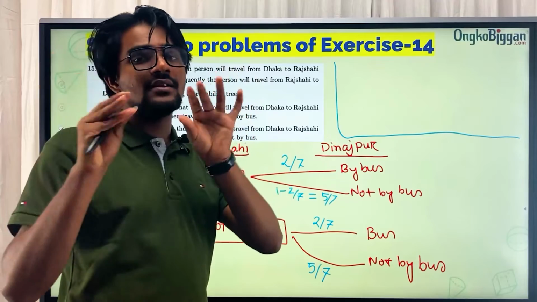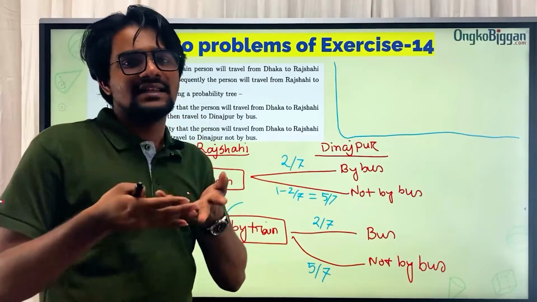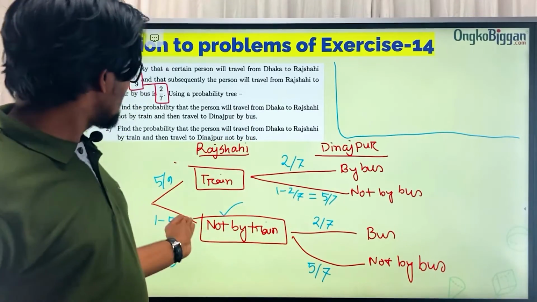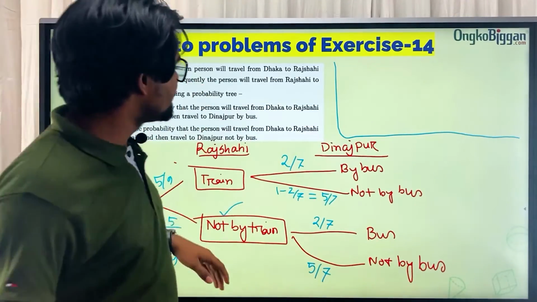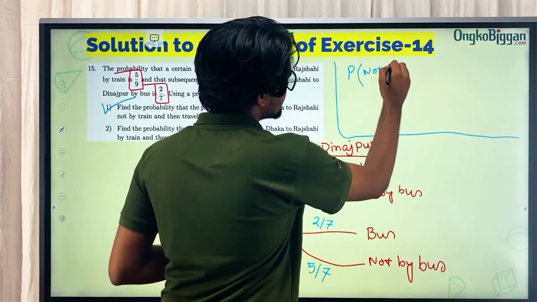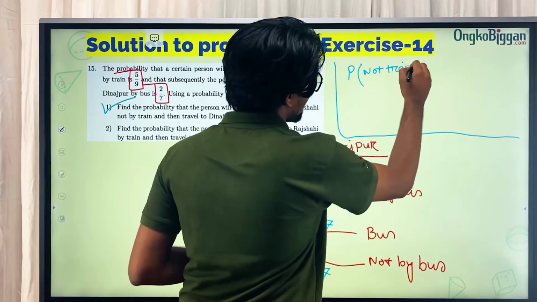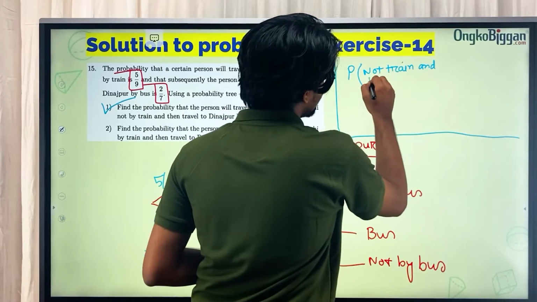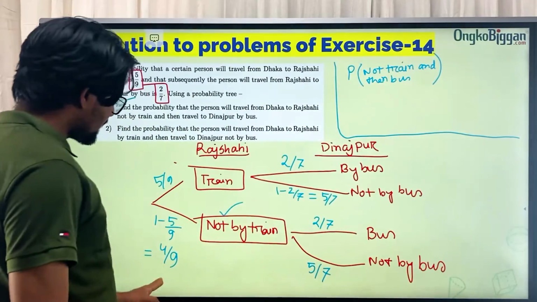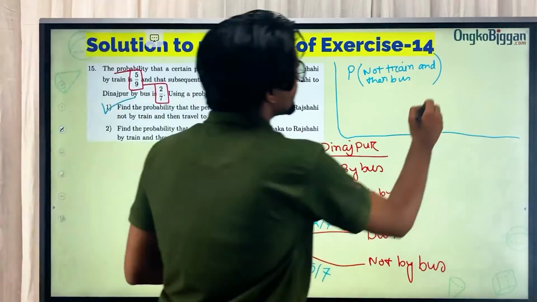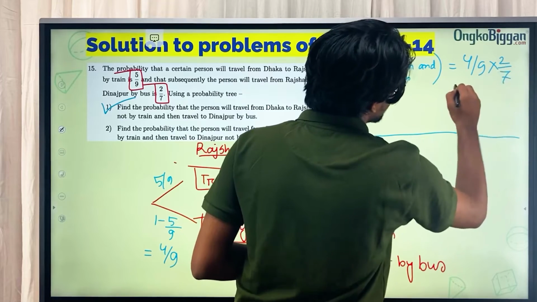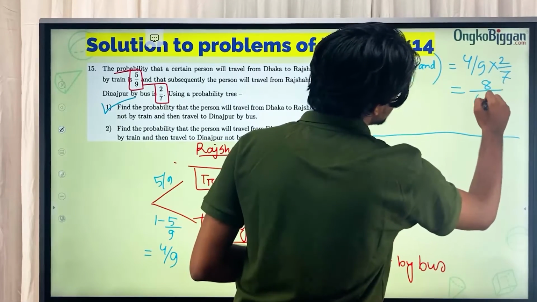So while saying this sentence, there comes an and. So we are going to multiply the 4 by 9 and 2 by 7, and we will get the value of this probability. So P, not train and bus, writing in shortcut, not train and then bus, is 4 by 9 into 2 by 7. So 4 by 9 into 2 by 7. That is 8 by 63.